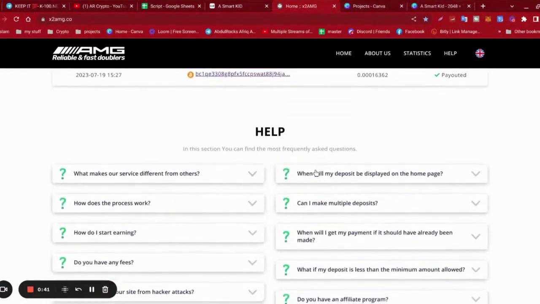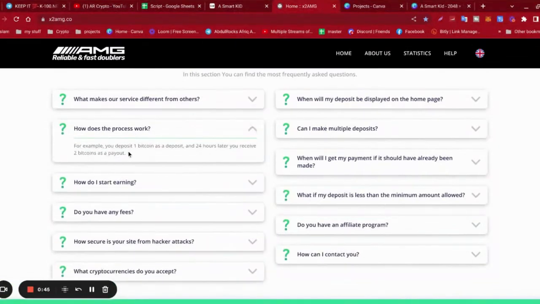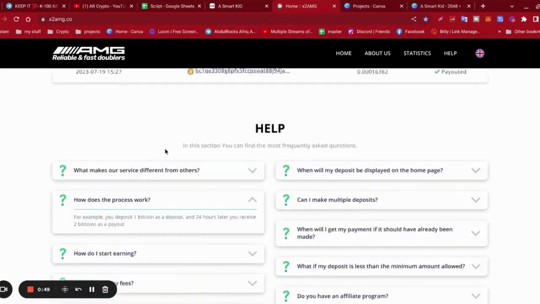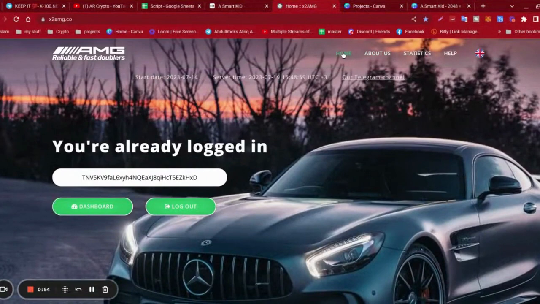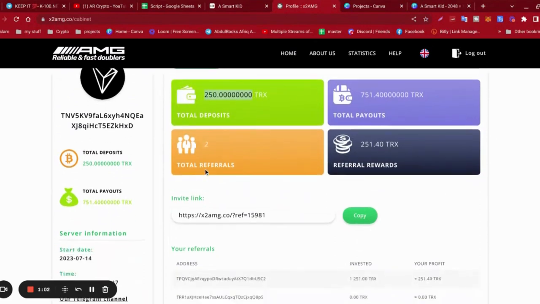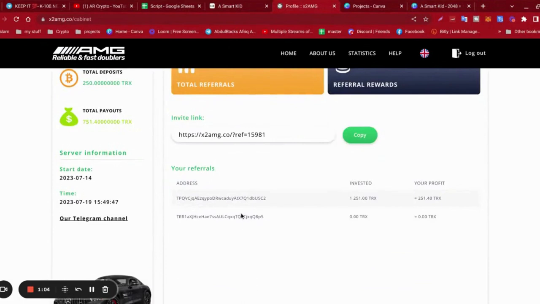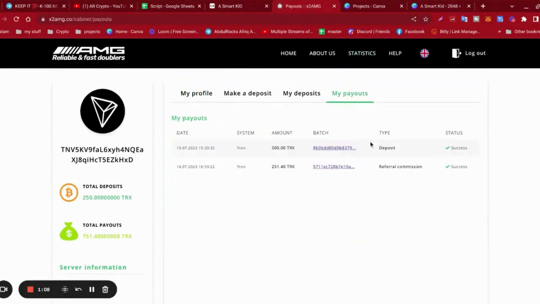So basically the concept of it is, how do I earn? For example, you deposit one Bitcoin as a deposit, and 24 hours later you receive two Bitcoin back. That's how it works. I'm going to log in to my dash, because I've put in 250 and it's paid out. As you can see there, I've got two people as well, but I just want to show you that it's paid out.